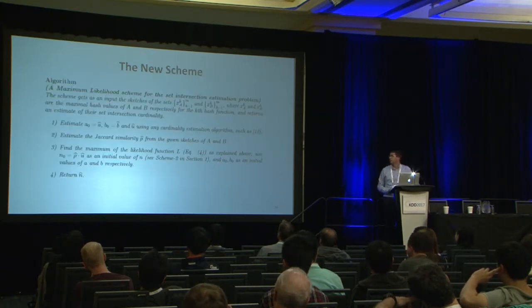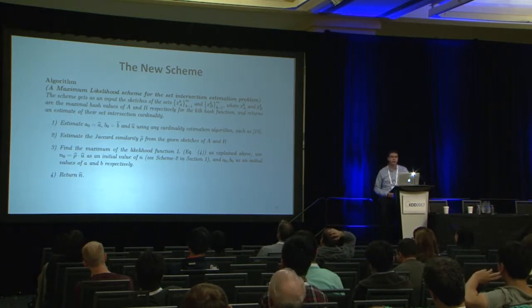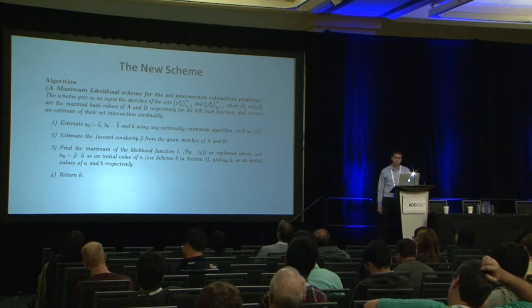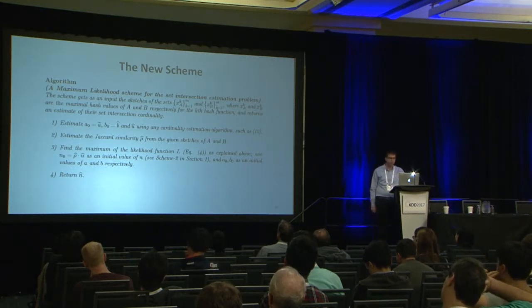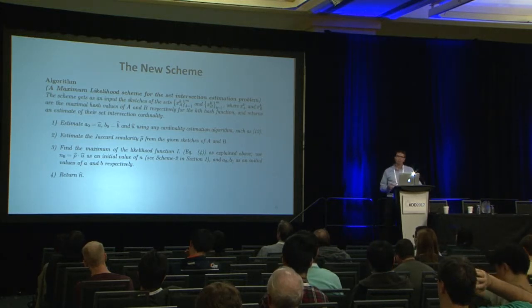This is the formal statement of our new scheme. It gets the sketches of A and B, the maximal hash values in A and B. First, it computes an initial estimation for the cardinality of A, B, and the set union using any cardinality estimation algorithm. Second, it estimates the Jaccard similarity, also from these given sketches. And then it runs iterations of the Newton-Raphson method in order to find the maximum, and returns it as the estimation for the set intersection cardinality.